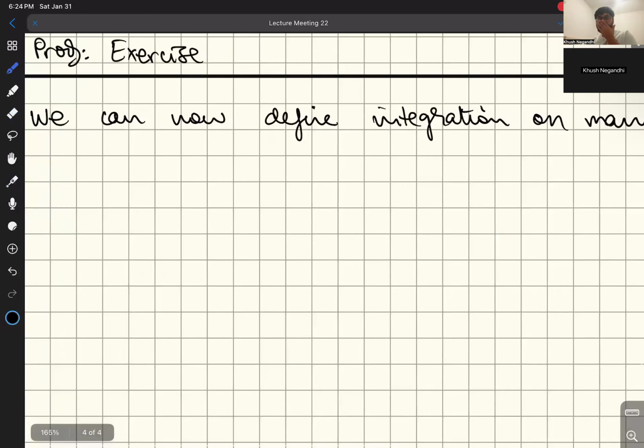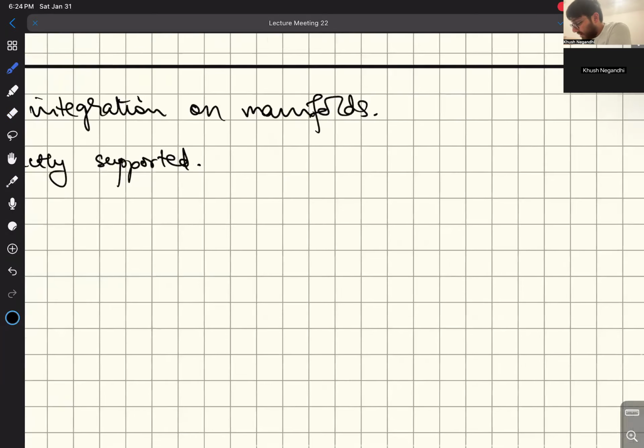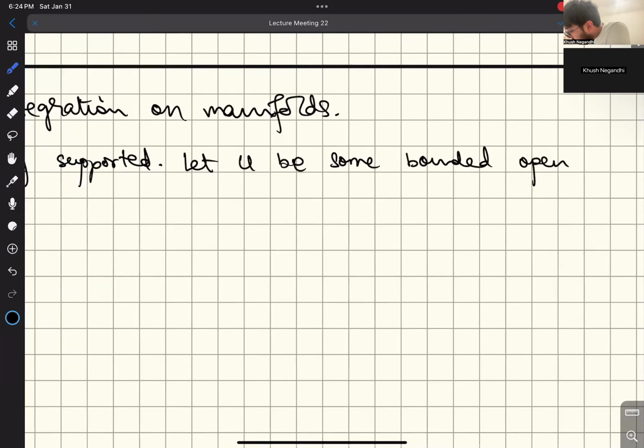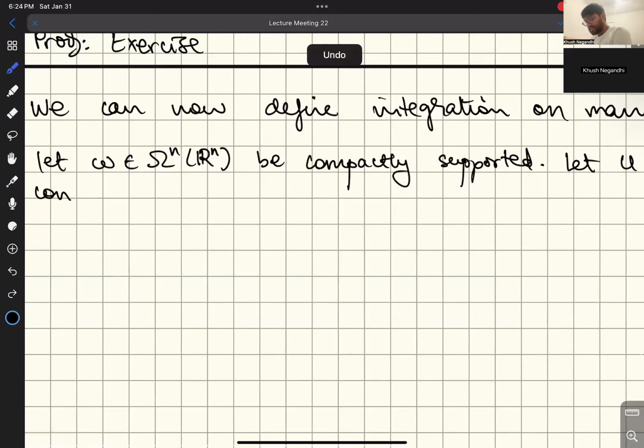So what we're going to do is take some form omega, right? Let omega be some form in R^n, and it must be a top form, and we'll see why in a second. Let omega be compactly supported, and let U be some bounded open set.